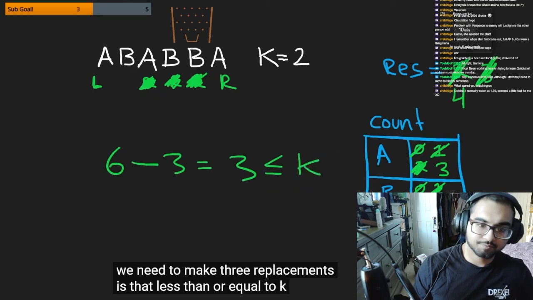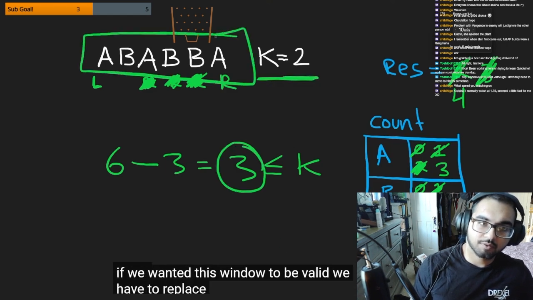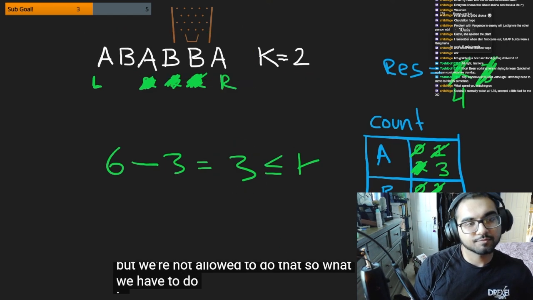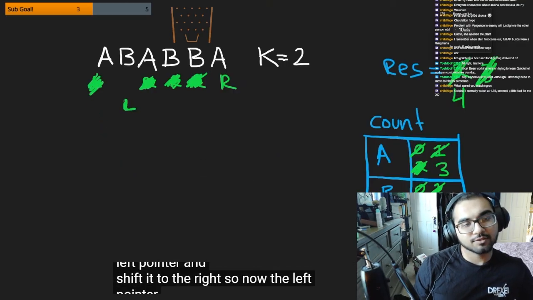Is that less than or equal to k? K is 2. So we exceeded k, right? We exceeded the number of replacements we're allowed to make. If we wanted this window to be valid, we have to replace 3 characters in it, but we're not allowed to do that. So what we have to do is shrink the size of our window until we are valid. So we're going to take our left pointer and shift it to the right. So now the left pointer is going to be over here. It's going to be at the b.